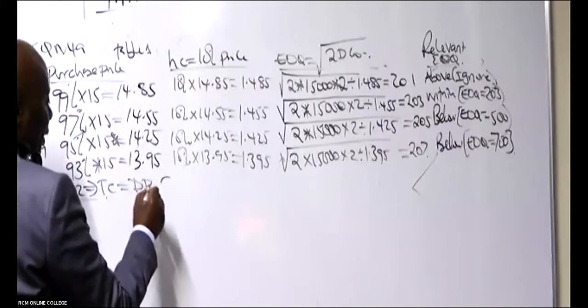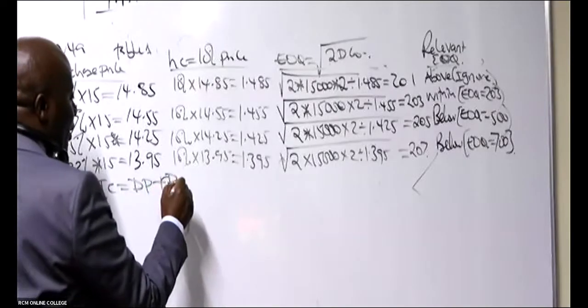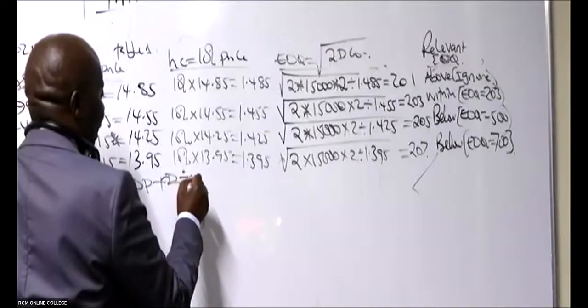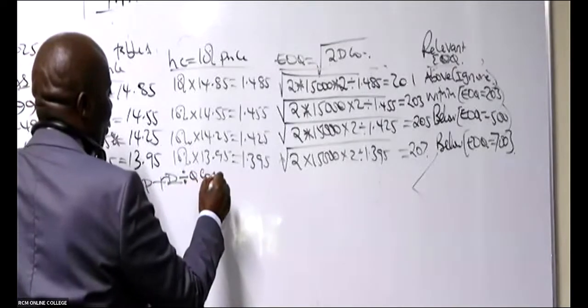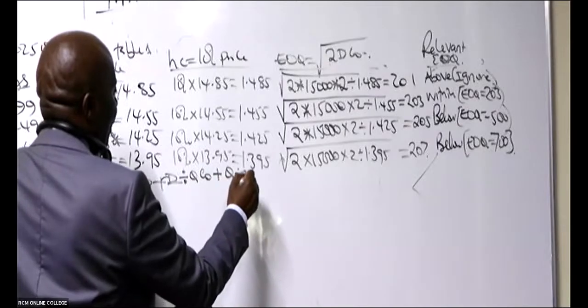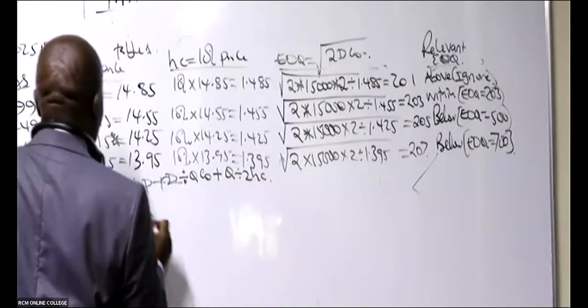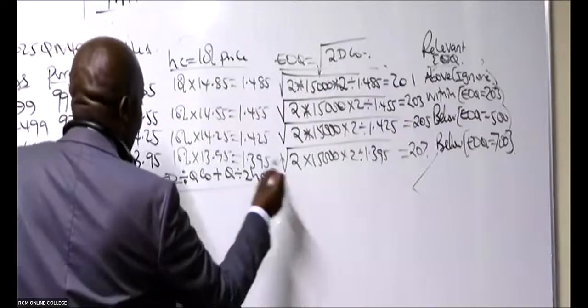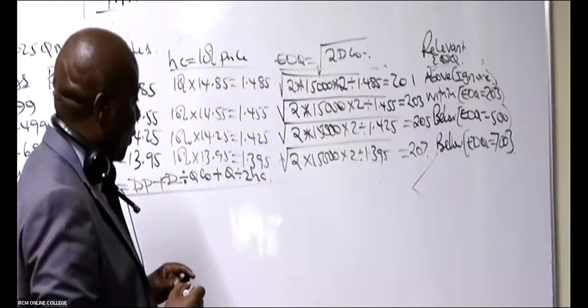And our total cost is DP plus D divided by Q, CO, plus Q divided by 2 H. I'm just writing like that for purpose of saving space.